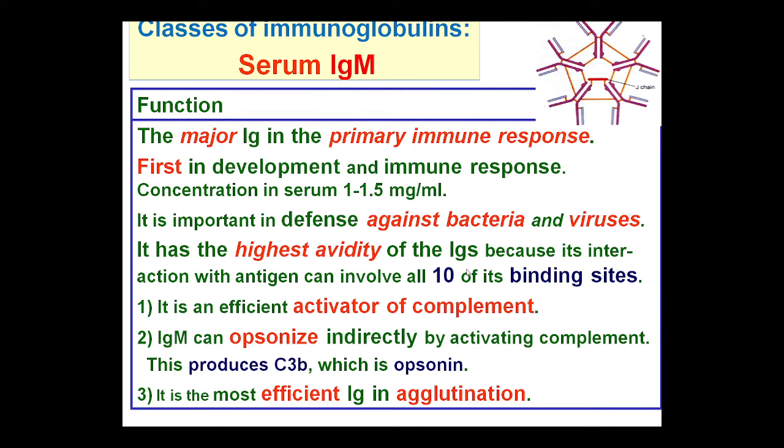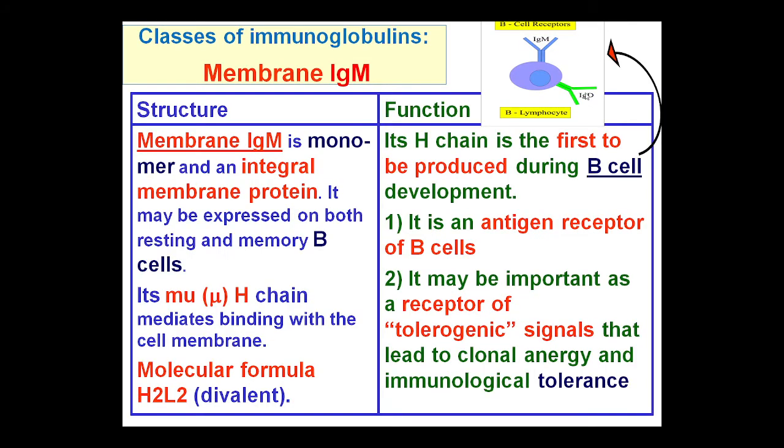And of course, because this serum immunoglobulin M has the highest avidity, it is the most effective among all the immunoglobulins in agglutination, the capacity to cause the clumping of bacteria or red blood cells or other cells.